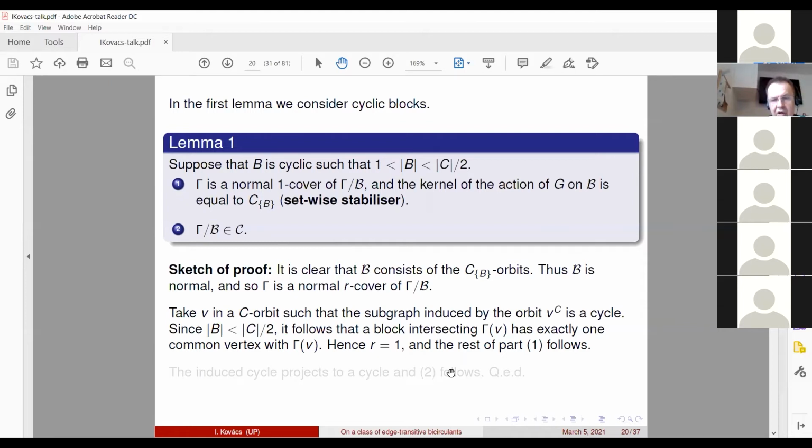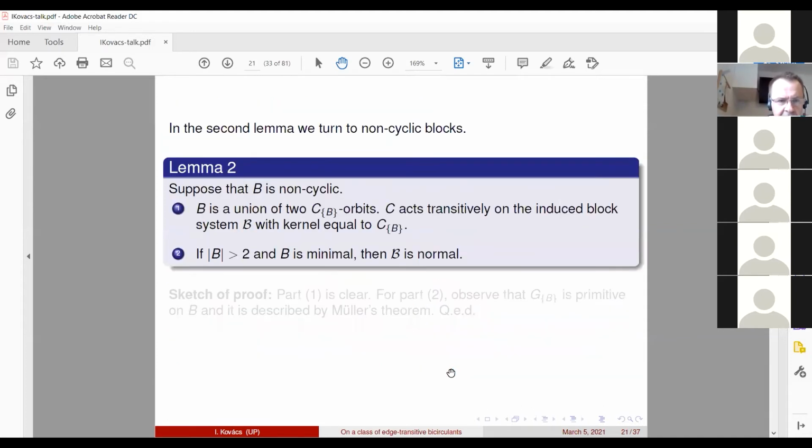And if this is an R cover, then the kernel must be regular on the one hand, but on the other hand, the kernel contains the stabilizer of B and C, and that means the kernel and the stabilizer must be the same. So this is how you get the first part. And for the second part, you just have to observe that this induced cycle on the C orbit will project to an induced cycle of the quotient graph, and this tells us that the graph is still in the family.